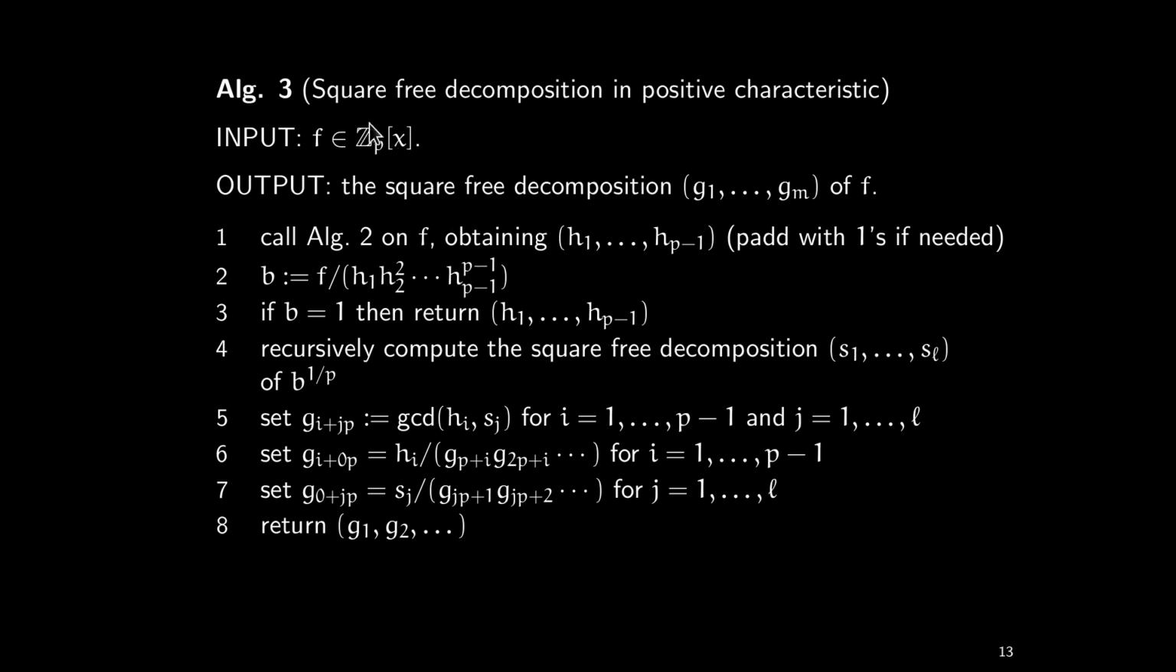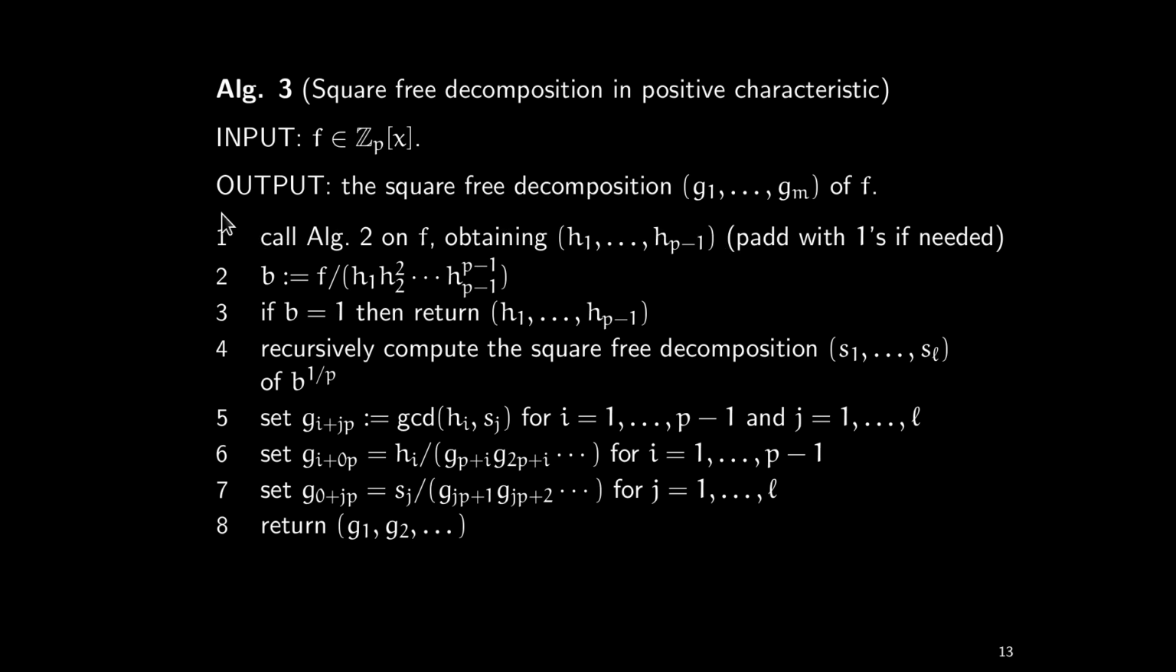So f is a polynomial over a finite field with p elements, and this is the input, and I compute as output the square-free decomposition of this polynomial. To do so, I first call Yun's algorithm, and I obtain not the square-free decomposition, but the h polynomials. Maybe I obtain fewer than p polynomials. In this case, I will pad these polynomials with ones, so that I get p minus 1 polynomials. Okay, I won't have to go through this.